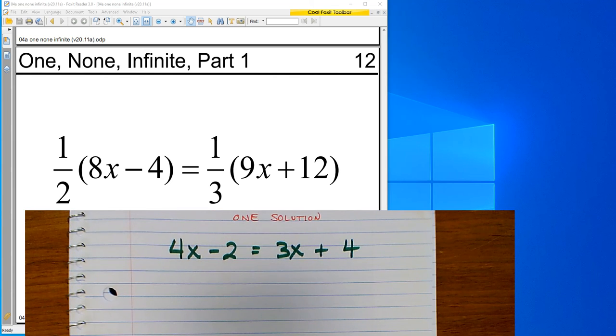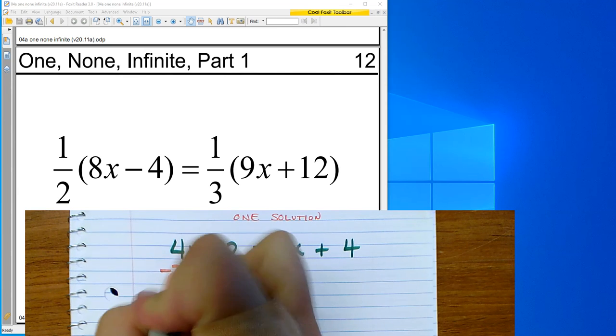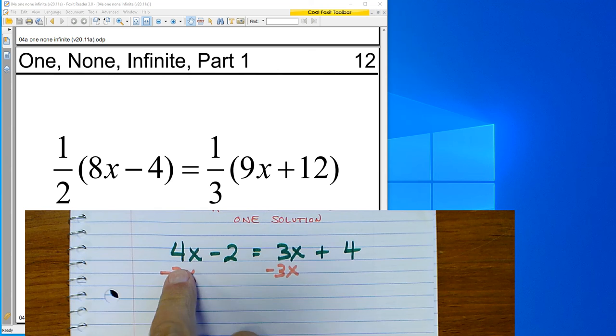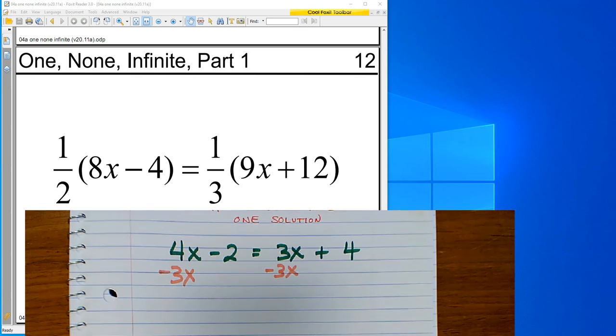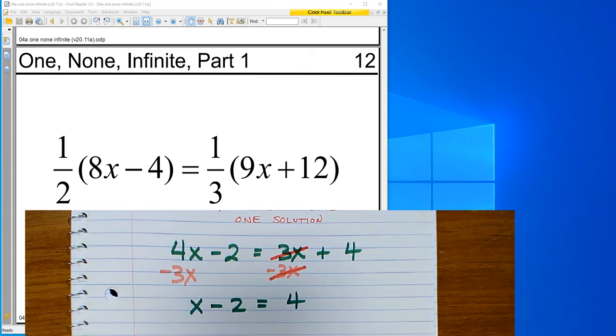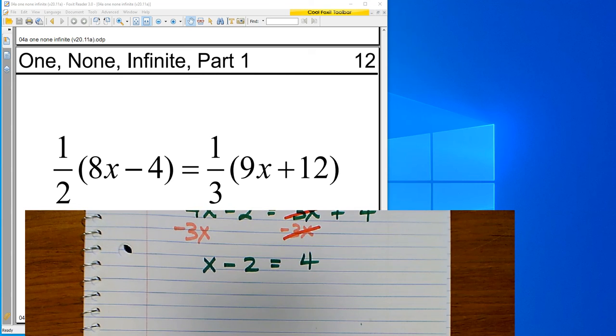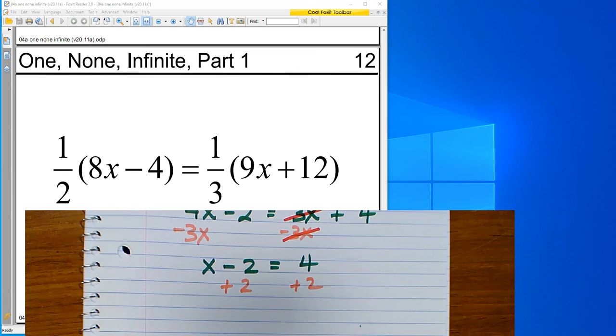So what do you want to do to solve this? Well, I've got to go back to the last lesson. I need to get all the x's on one side. So I'm going to subtract 3x and subtract 3x. Yes, you could have subtracted 4x and 4x, but my brain likes 4 minus 3 better than 3 minus 4. That leaves me with x minus 2 equals 4. Now I'm looking at a nice little one-step equation, adding 2 to both sides. X equals 6.